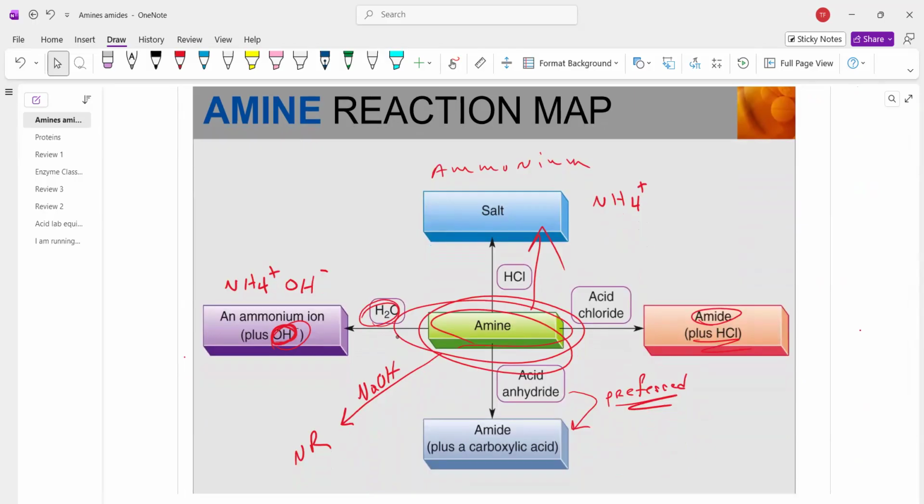Okay, here is a flow chart for amines and amides. An amine in water will form the ammonium ion. In anhydride or acid chloride environment, you'll form an amide. And then in an acid environment, you'll form the salt. So it forms the salt either in water or in an acidic environment. Doesn't have to be HCl. It can be sulfuric or nitric acid, doesn't matter.